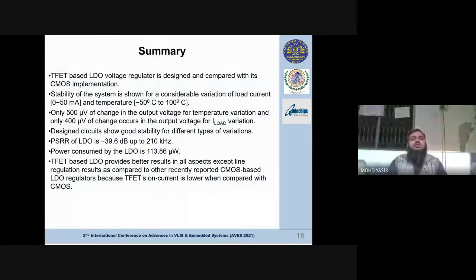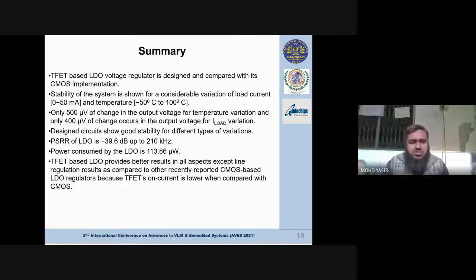TFET based LDO voltage regulator is designed and compared with its CMOS implementation. The stability of the system is shown for considerable variation of load current, that is 0 to 50 milliamperes, and temperature variation of minus 50 degrees centigrade to 100 degrees centigrade. Only 500 microvolts of change in the output voltage for temperature variation, and only 400 microvolts of change occurs in the output voltage for a load current variation.